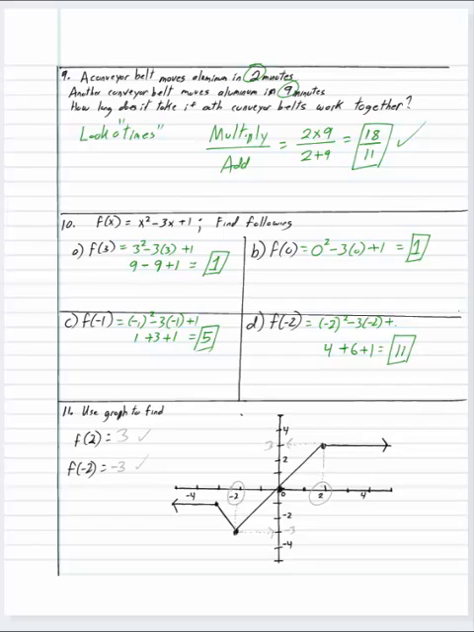Alright. Number 11, we would like to use the graph to find f of 2 and f of negative 2. For f of 2, let's first find out where x is 2, right here. We'll go up until we touch, and then come across, and I see we're pointing at 3. So the first answer is 3. Let's do the same thing with negative 2. Negative 2 is right here. Let's go down until we touch, and then come across. We have negative 3. Those are your answers.